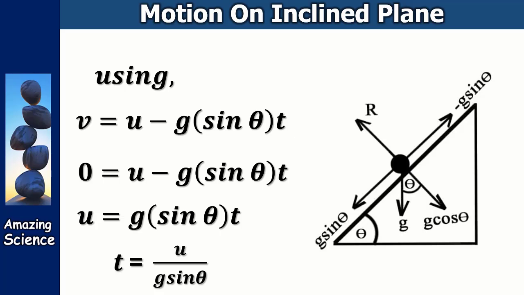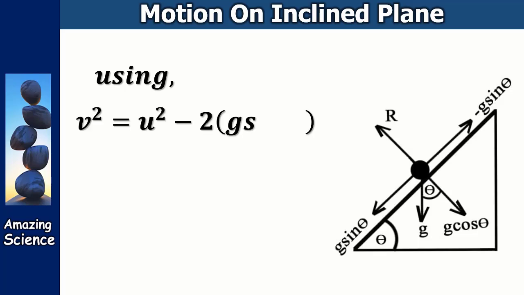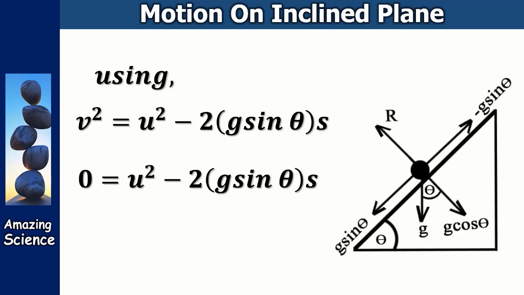If you want to find the maximum displacement, or the maximum height that the body can reach as it moves up the inclined plane, we are going to use the equation v squared is equal to u squared minus 2 g sine theta s. And since v is equal to 0, we are going to get 0 is equal to u squared minus 2 g sine theta s. If we make s the subject, finally we are going to get s is equal to u squared over 2 g sine theta. Alright, at this point we have gone through all the bases of the concepts.